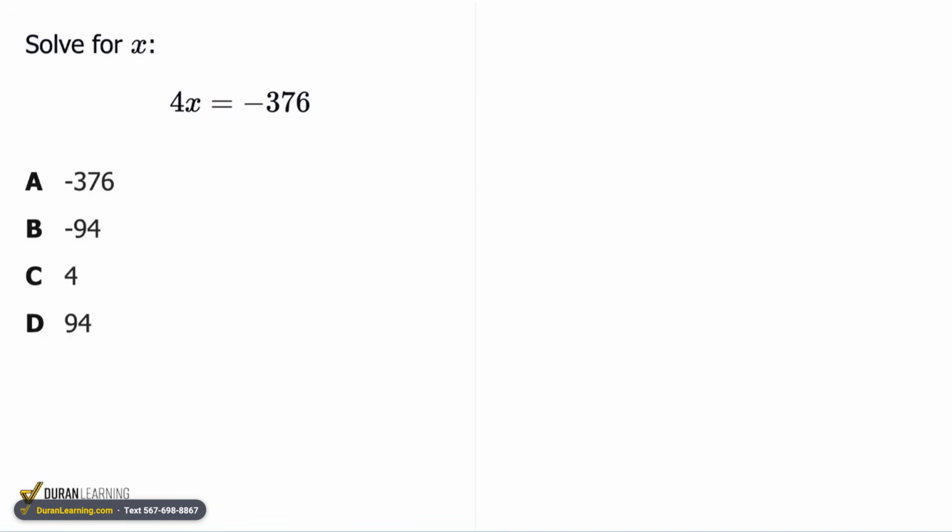Yeah, we're currently witnessing multiplication. 4 and x together, that is multiplication. So all you need to do from here is the opposite operation. Instead of multiplying by 4, we will divide by 4 on both sides. Nice and easy, getting you x by itself.